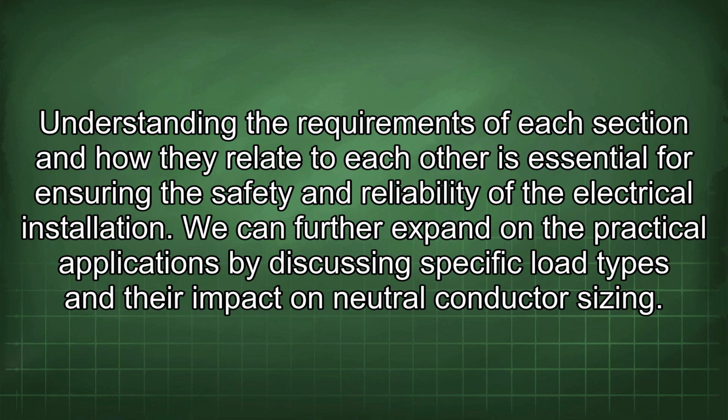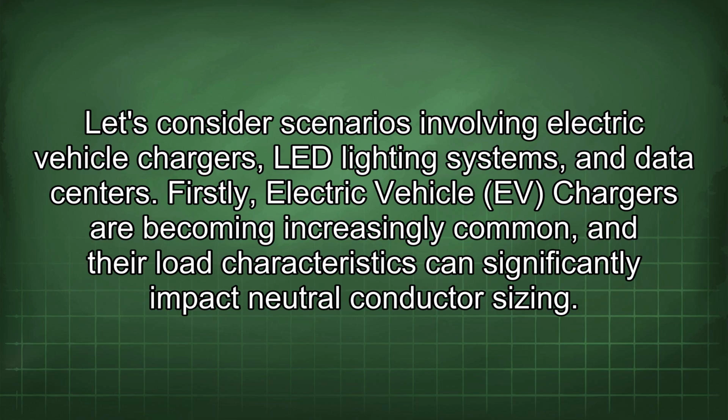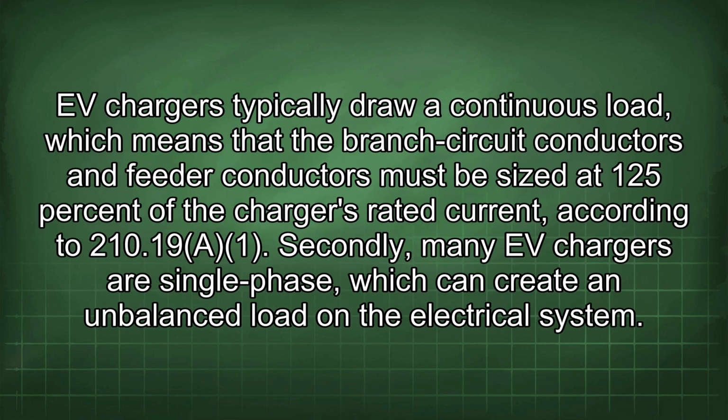We can further expand on the practical applications by discussing specific load types and their impact on neutral conductor sizing. Let's consider scenarios involving electric vehicle chargers, LED lighting systems, and data centers. Firstly, electric vehicle (EV) chargers are becoming increasingly common, and their load characteristics can significantly impact neutral conductor sizing. EV chargers typically draw a continuous load, which means that the branch circuit conductors and feeder conductors must be sized at 125% of the charger's rated current, according to 210.19(A) on.